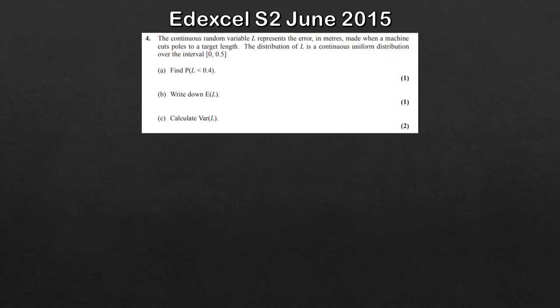So we've got another continuous random variable L, which represents the error in meters of a machine cutting some lengths. So the interval that we're using is 0 to 0.5. Okay, so that's a 0 there. The first part is just a standard probability. Find the probability that L is less than 0.4. So again, if you're asked to find a probability, do a sketch. It will help you massively.